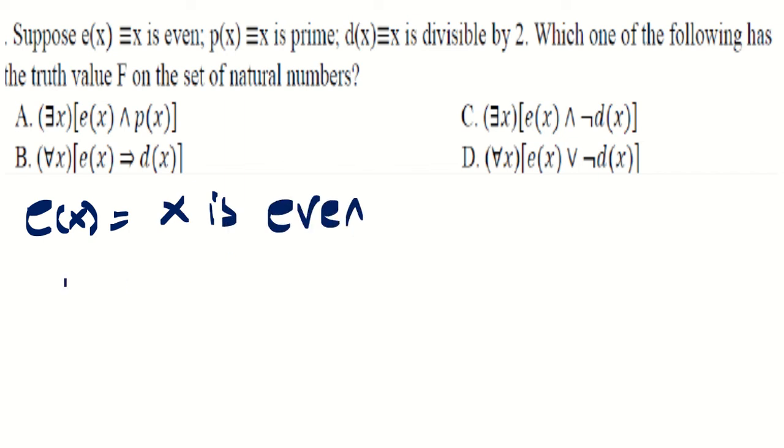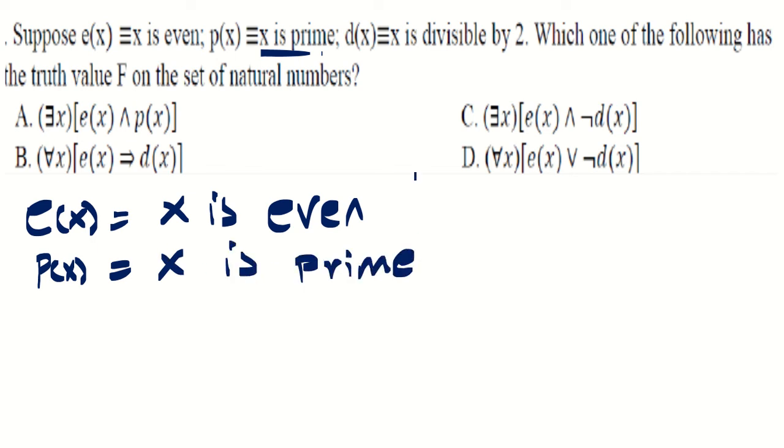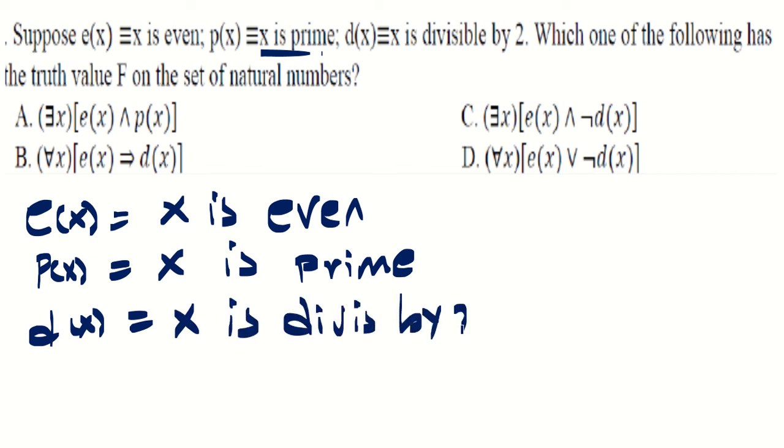Okay. What about P of x? P of x means the statement x is prime. The third one, D of x, represents x is divisible by 2. Okay, let us see now each of the logical statements, connectives.